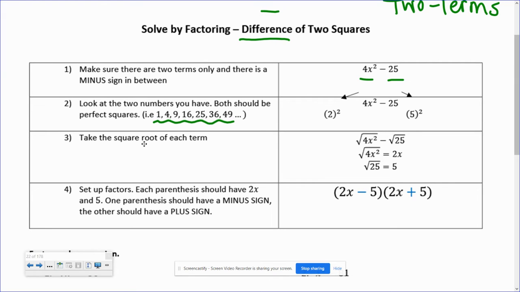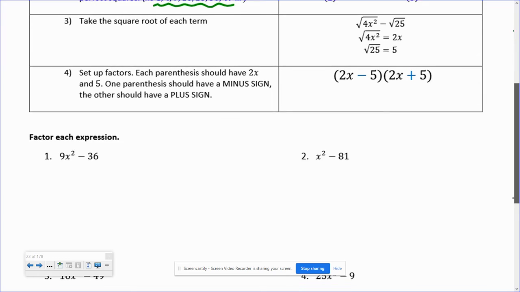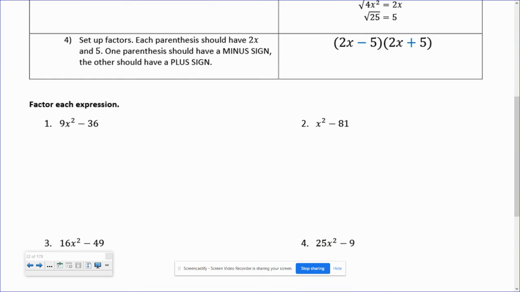All you really have to do is take the square root of each term. So my first term, which is 4x squared, you take the square root of that. Take the square root of your second term, which is 25. And the way we write our answer is they're always going to look kind of identical. They're both going to have a 2x and a 5 in them, except one factor has a plus and one factor has a minus. Okay, so there's really actually no work involved with this too much. It's just a matter of taking the square roots.